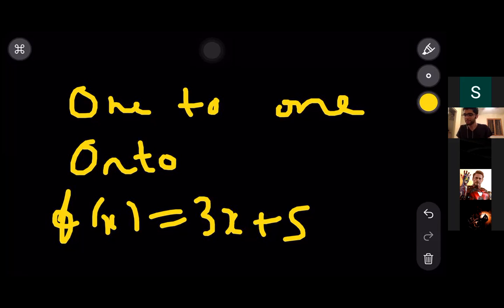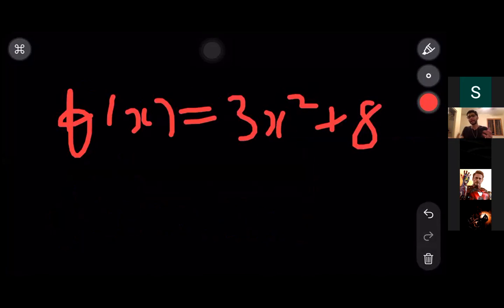I will give you an example and let us check if this function is one-to-one. Let me define f of x equals 3x squared plus 8. Any thoughts? Do you think this is one-to-one, or do you think it's onto? So how do we check whether it's one-to-one? We will imagine that it is not one-to-one, and we will assume that there are two numbers which have the same image, and then we will check if it is possible to have two such numbers.